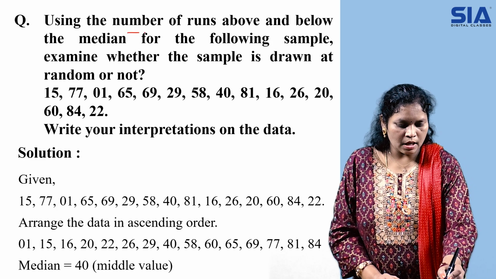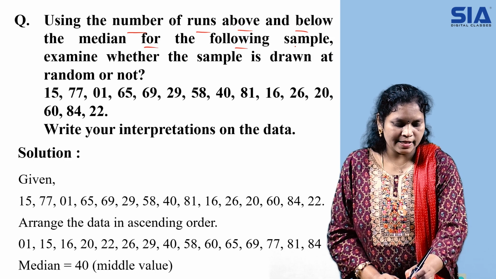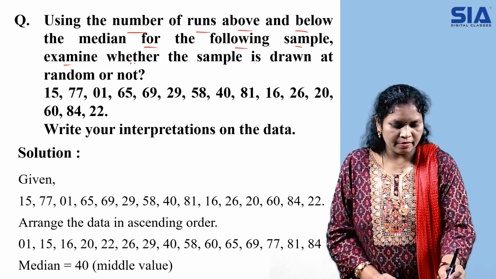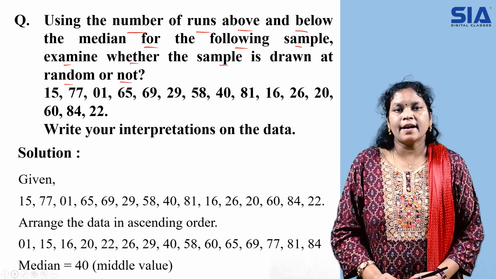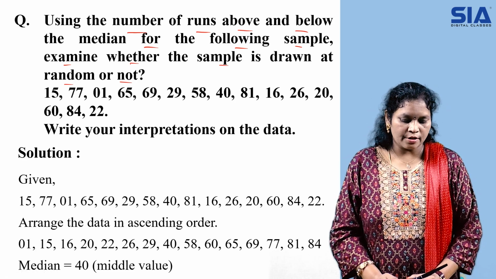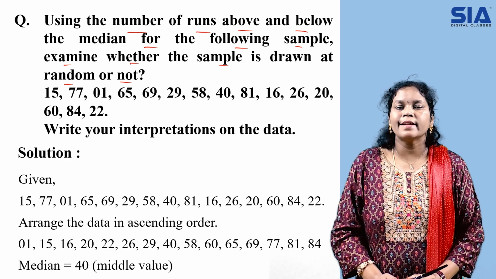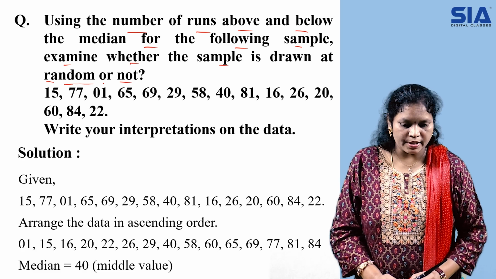Using the number of runs above and below the median for the following sample, examine whether the sample is drawn at random or not. So some samples they have given based on the median values. You have to check whether the sample is drawn at random or not. So whether samples are at random or not is a clue for that.